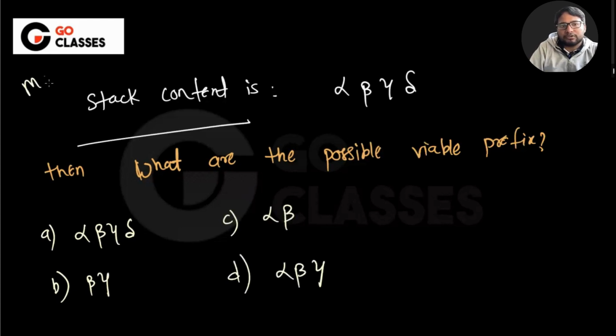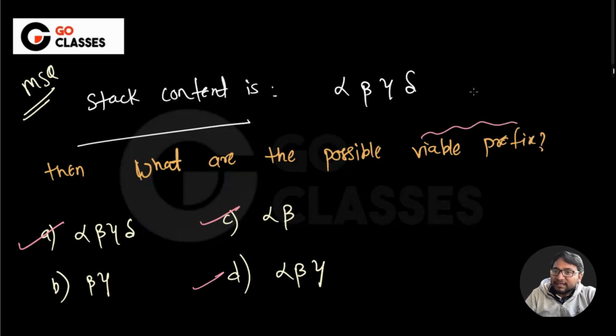Suppose this is an MSQ question. So what is your answer? See, this can be the viable prefix. This can be, this cannot be. Why? Let's just understand. What is the viable prefix? Anything that can appear on the stack, right? Anything that is stack content.